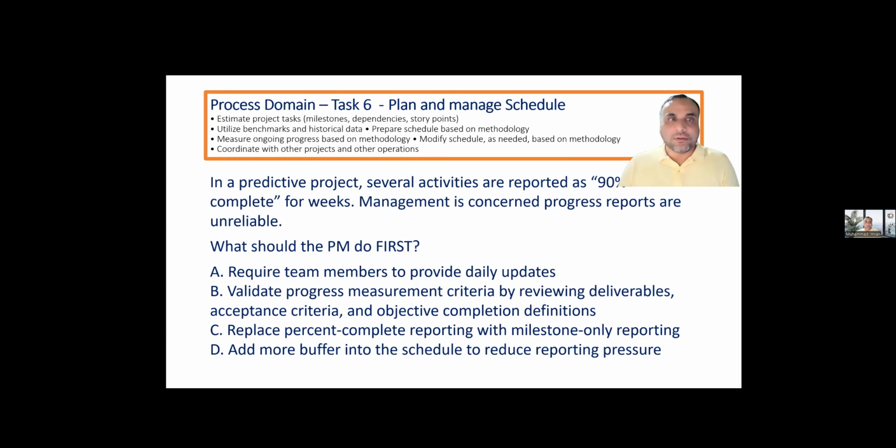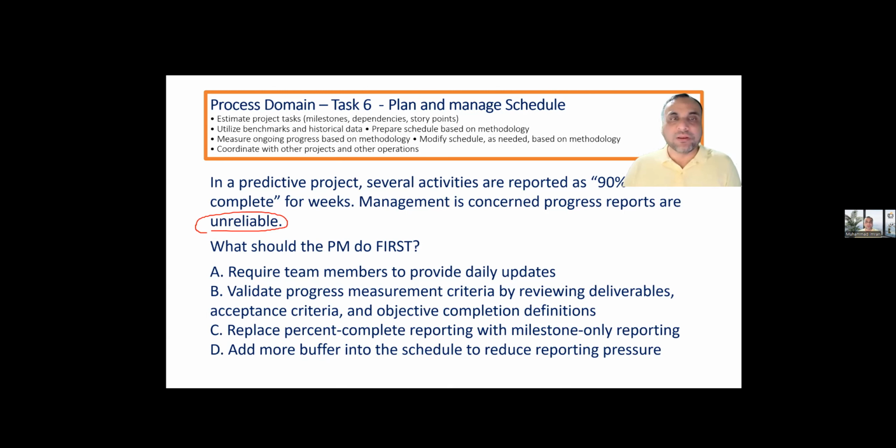Let's go next. In a predictive project, several activities are reported as 90% complete for weeks. Management is concerned progress reports are unreliable, which is a very normal situation. What should the PM do first?